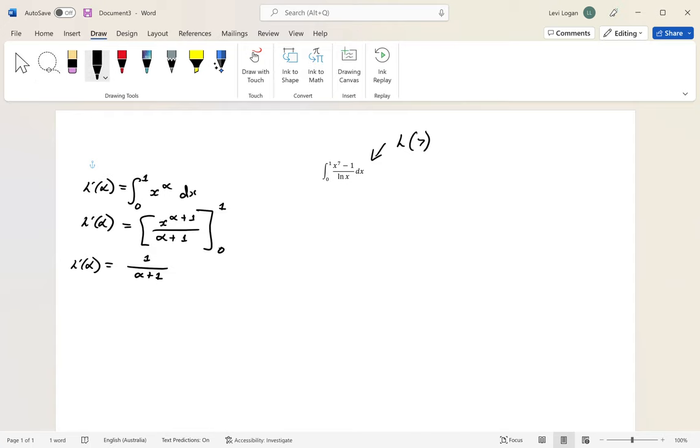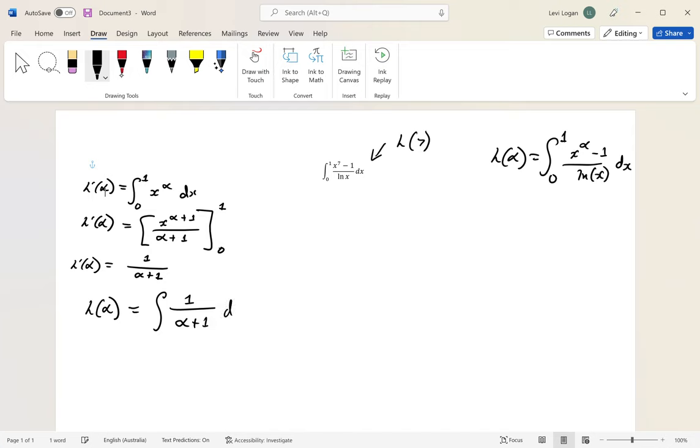Right, now we've got to find L of alpha, because our function up here, L of alpha, was equal to the integral from 0 to 1 of x to the alpha minus 1 over log x dx. So we'll just integrate with respect to alpha. This is a pretty easy integral. That turns into a log. So we've got L of alpha equal to log of alpha plus 1 plus c.